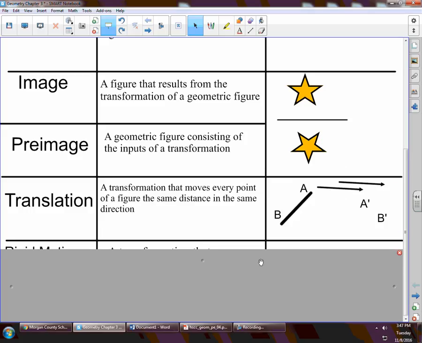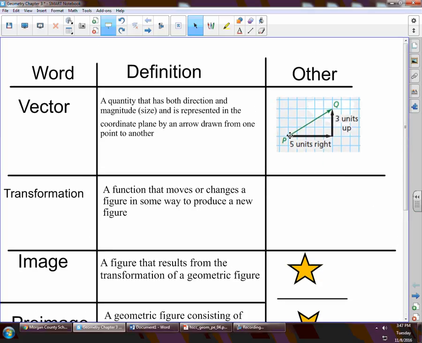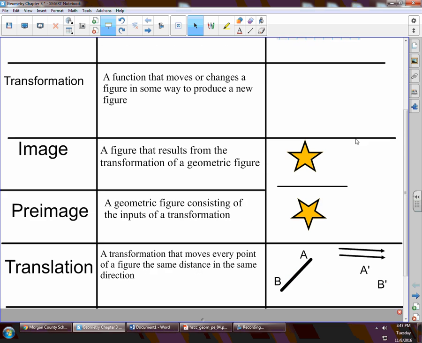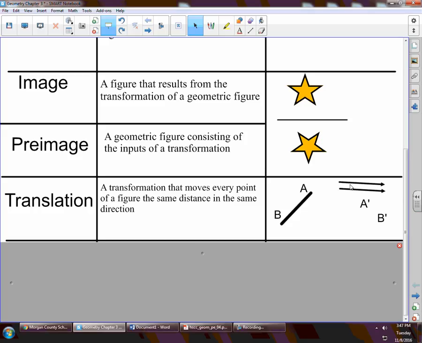The first one we're going to talk about today is translation. Translation is a transformation that moves every point of a figure the same distance in the same direction. If we go back up to vectors, we'll notice that a vector has a starting point and an ending point, and it's got an arrow on the end, kind of like a ray. You get a starting point and an arrow that goes on. So what this represents is that these vectors are going to represent the distance and the direction.